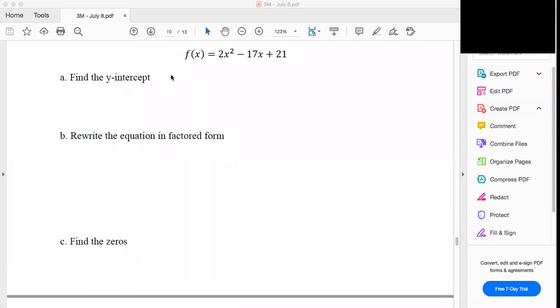Okay, so find the y-intercept. So that's the same thing as we just did. So you're just going to put x as 0 in our equation. It's nice and easy when it's in standard form because it literally just gives you this value, because 0 squared is 0 times 2 is 0, 17 times 0 is 0. So we are left with 21. So our point is 0, 21.